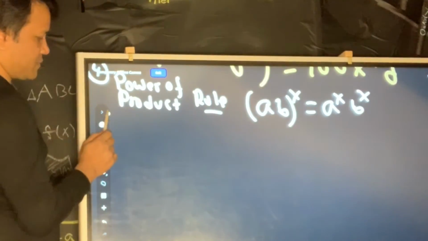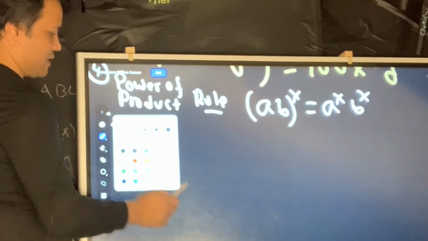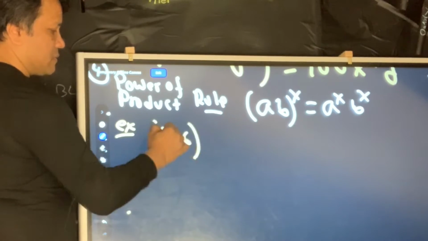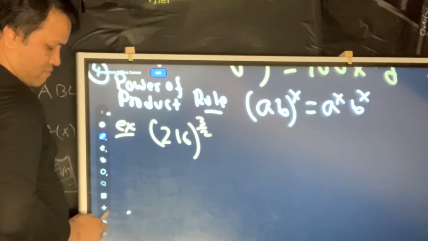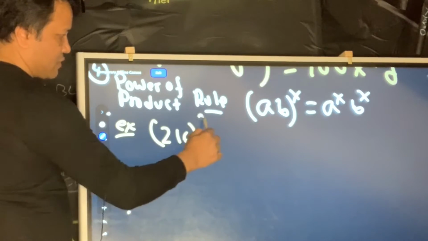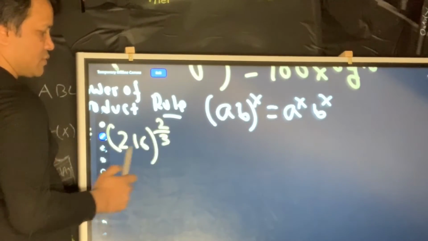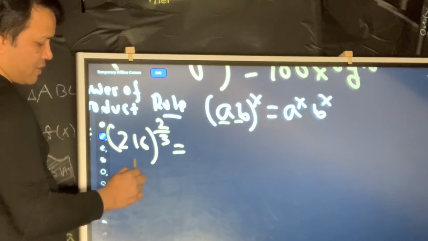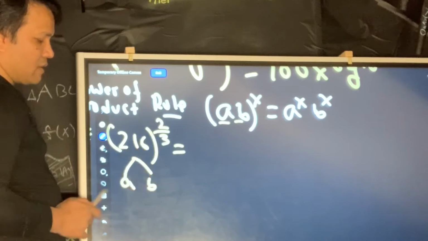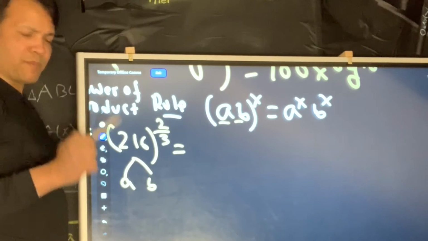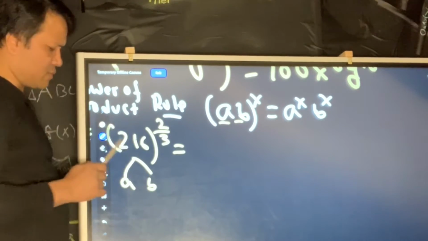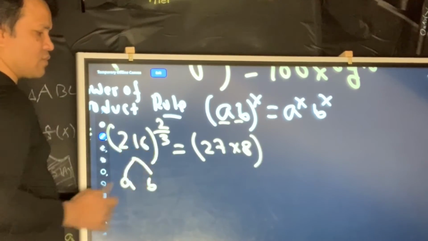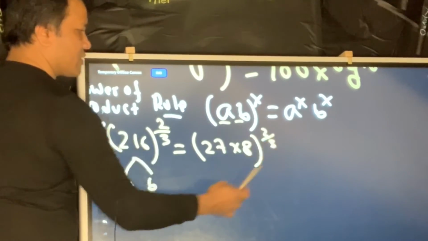Let's use an example to help us understand what's going on. Example: 216^(2/3). We can rewrite it as a times b. We're going to break it down into a product of two numbers. We're going to find two numbers whose product is 216. 27 times 8 is actually 216, to the 2/3.